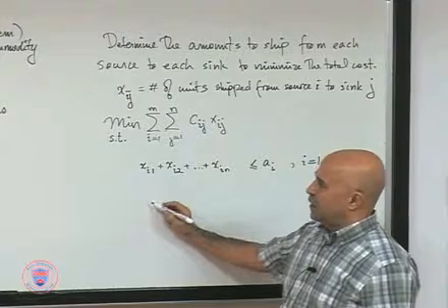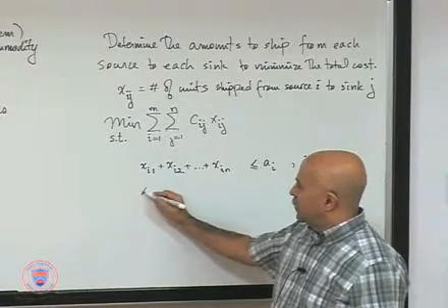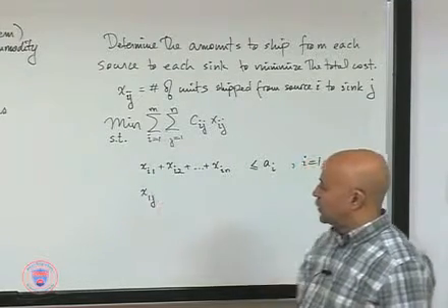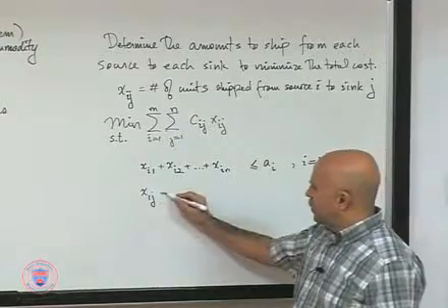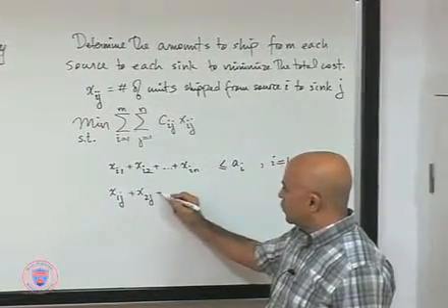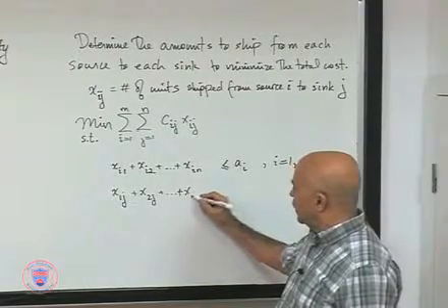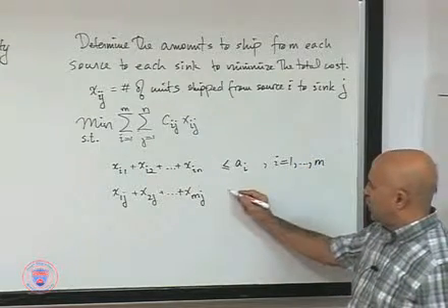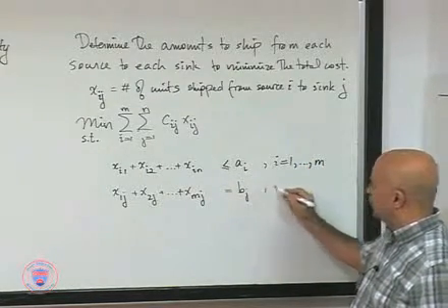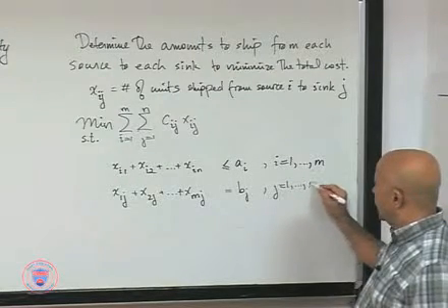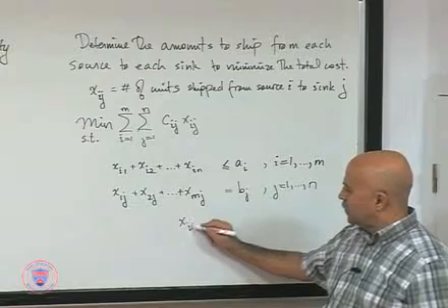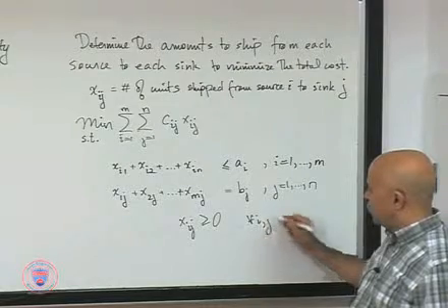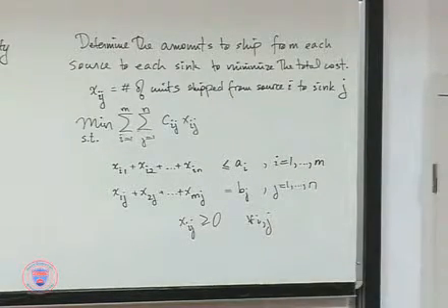Let's meet the demands exactly. For the jth demand, I need x1j units coming from the first source, x2j coming from the second source, so on and so forth, xmj coming from the mth source, and that's going to be equal to bj. Now finally, we've got xij's being non-negative for all i and j, i going from 1 to m, j going from 1 to n.